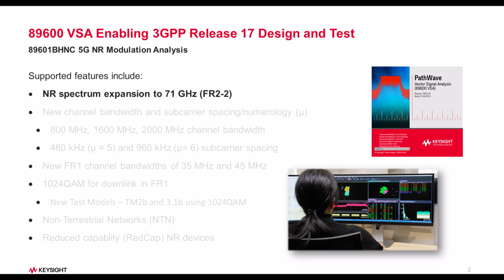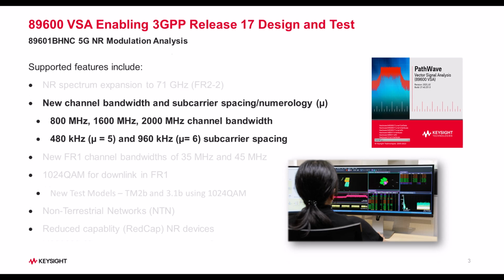standard. Some of the key Release 17 features supported by the VSA software include NR spectrum expansion up to 71 GHz, also known as FR2-2. This is a very important enhancement to 5GNR as it allows for more spectrum, including the 60 GHz unlicensed band to be used for 5G deployments.